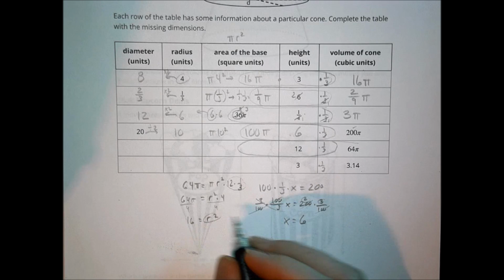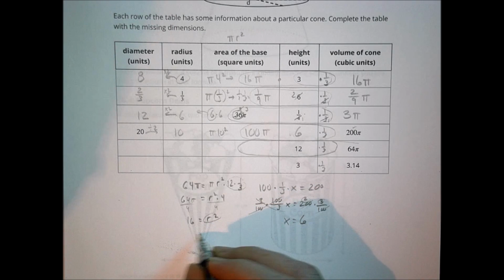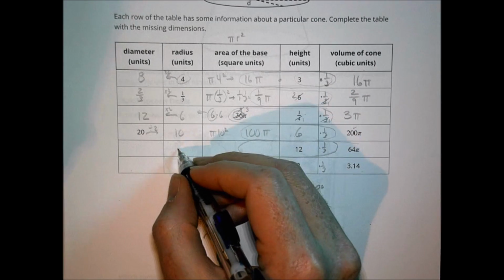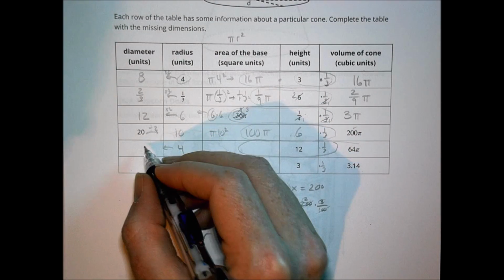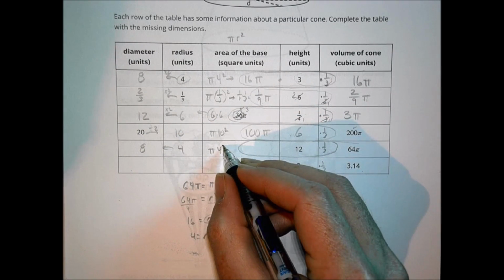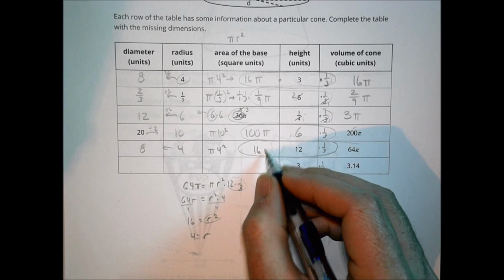So what number times itself gets you to 16? That's going to be 4. So the radius is going to be equal to 4. So that puts a 4 here, which I could think about as being doubled, which I got to find that one, which is pi times the radius squared, which is 16 pi.